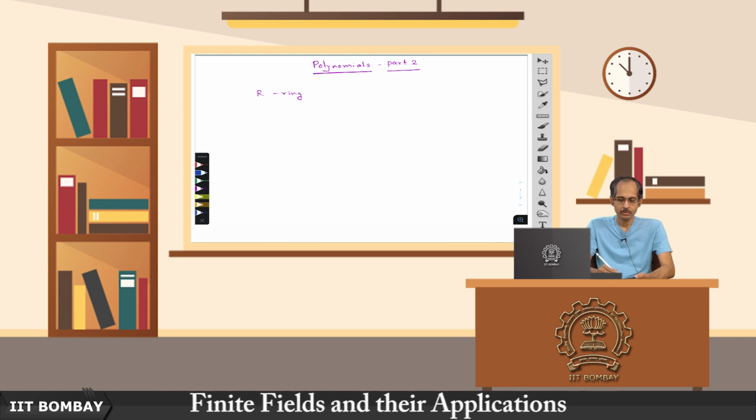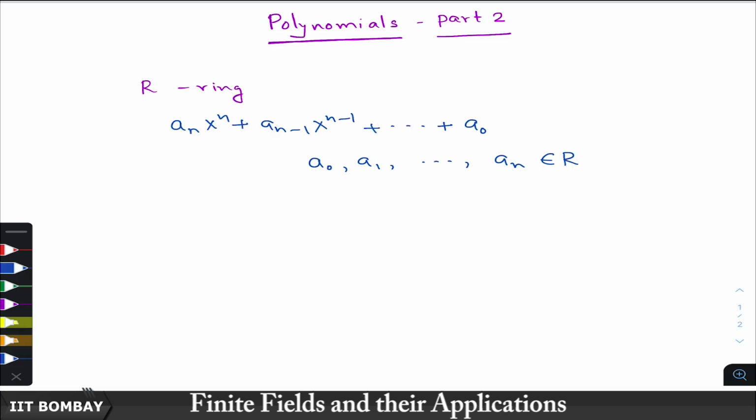then a polynomial over R is an expression a_n x^n plus a_{n-1} x^{n-1} plus ... up to a_0, where a_0, a_1, all these coefficients are from the ring R. So, the set of all such polynomials over R, meaning with coefficients from R, is denoted by R[x]. And we have already defined addition and multiplication operations for polynomials over fields. The same addition and multiplication operations are defined even for polynomials over rings, and under those operations, one can easily check that this forms a ring as well. The set of polynomials forms a ring.